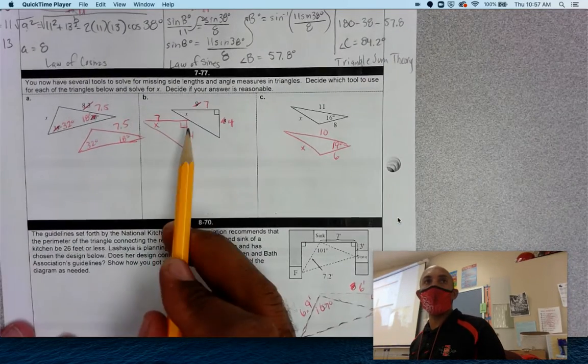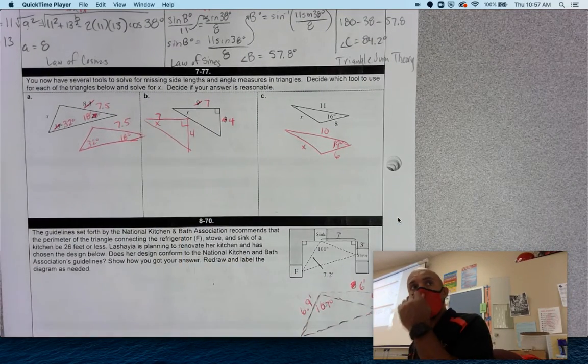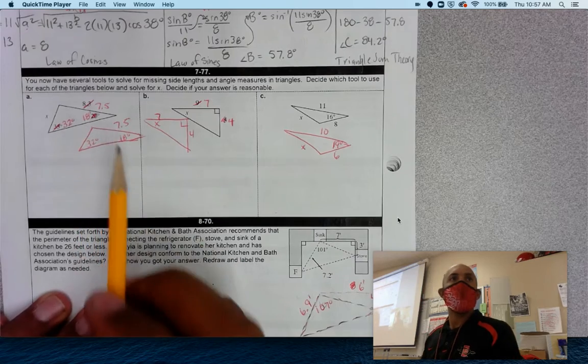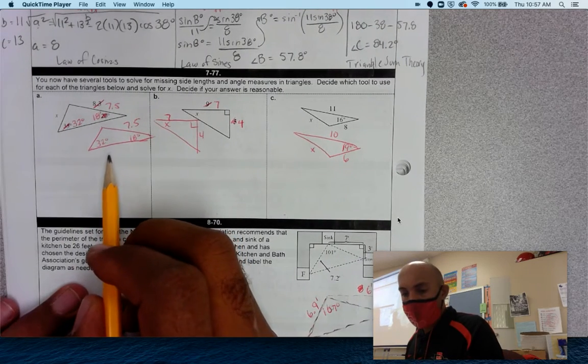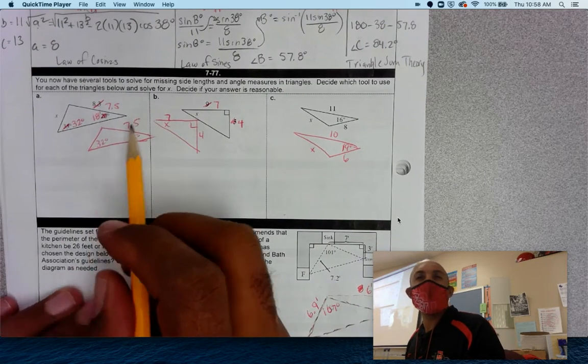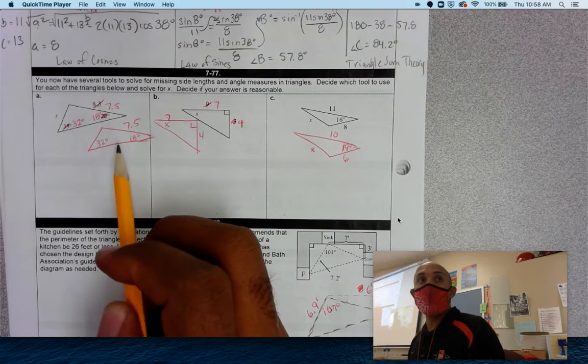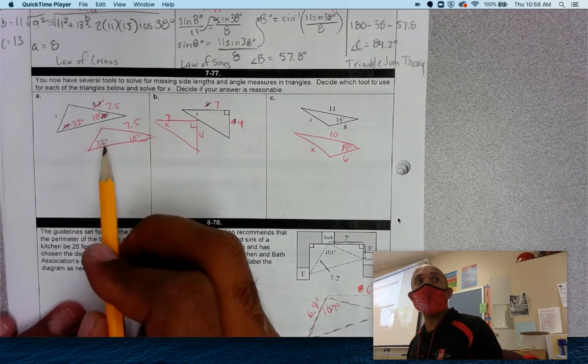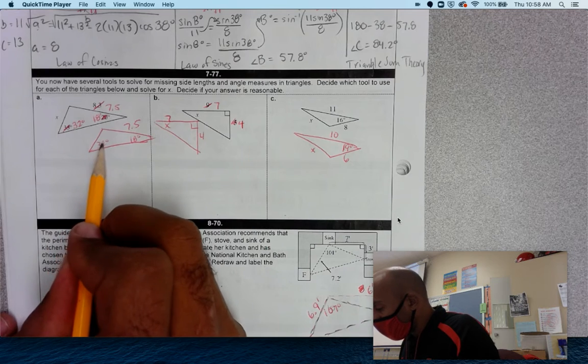And if you notice, we have a right triangle for problem B. All right, so first let's go to problem A. Taking a look at it, I always try to see if we can use law of sines. It's not a right triangle, so we're using either law of sines or cosines here. So let's see.